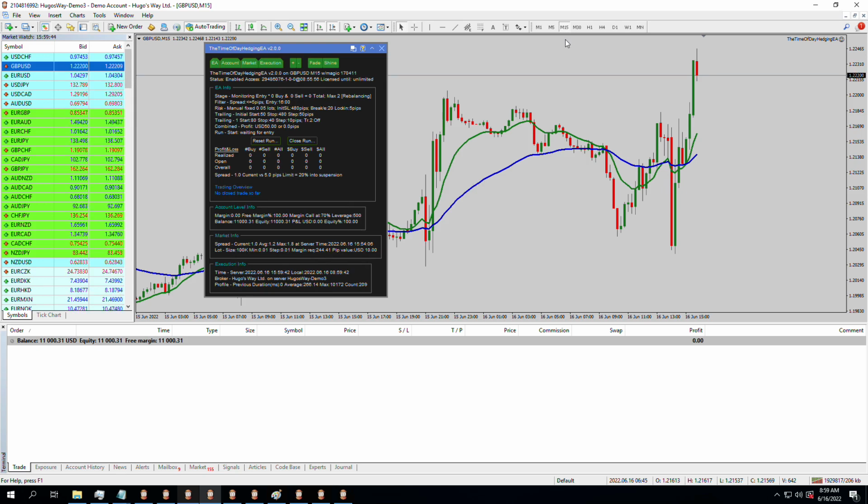Time and time frame doesn't really matter with this expert advisor. 10, 12 seconds to go here. 5 seconds, and we should see an entry of a buy and a sell trade at the top of the hour.